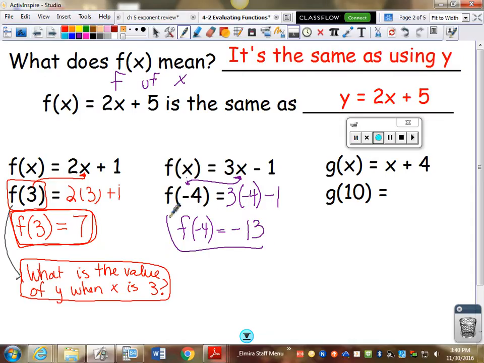And a lot of you will do these on your calculator, and that's fine. But you still have to write this. You still have to write your substitution step. You can't get away with skipping that and just doing it on the calculator.